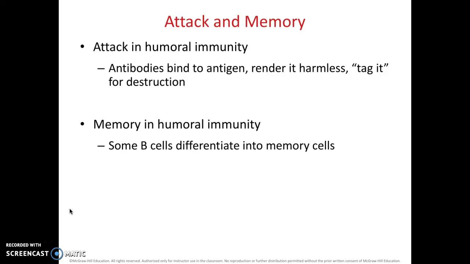Memory in humoral immunity is also quite important, so that some B cells are able to differentiate into memory cells, much like the T cells do. And this allows you to remember that antigen for subsequent exposures.